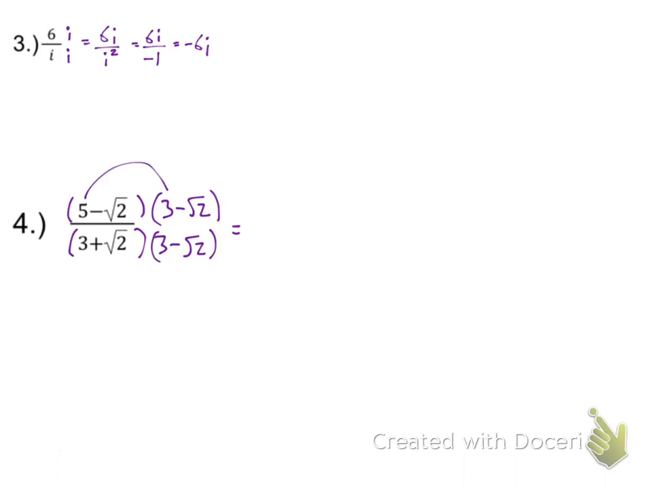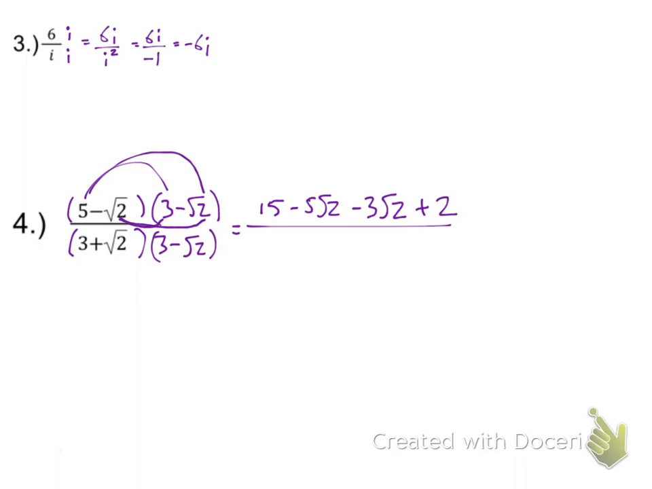5 times 3? 15. 5 times negative square root of 2. -5 square root of 2. Negative square root of 2 times 3. -3 square root of 2. And negative square root of 2 times negative square root of 2 is plus 2. Not too bad, right? We'll leave the simplifying for the next step.